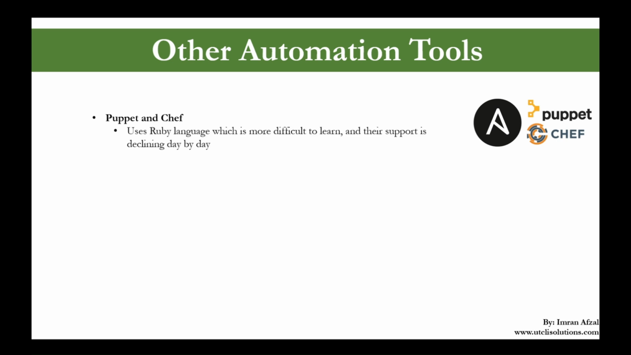These tools, Puppet and Chef, both use the Ruby language, which is more difficult to learn, and their support is diminishing or declining day by day. These tools require agents to be installed on your remote clients or your end clients where you want the IT automation to be executed. The installation process for these tools is very complex. And the lack of documentation is another factor where Ansible has an advantage over these tools.